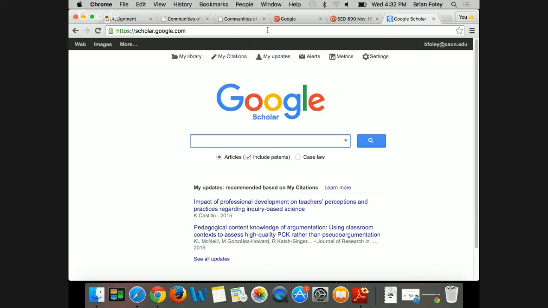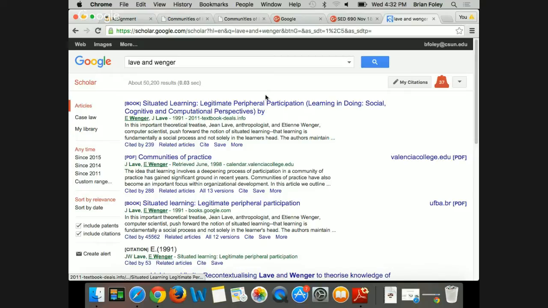All you do is you go to Google Scholar and you look it up. So you look up Lave and Wenger, right? It comes up with, hey, situated learning, and that's the textbook. So you're like, okay, that's the one, and I want to get the citation. So I click on this little button here that says cite.